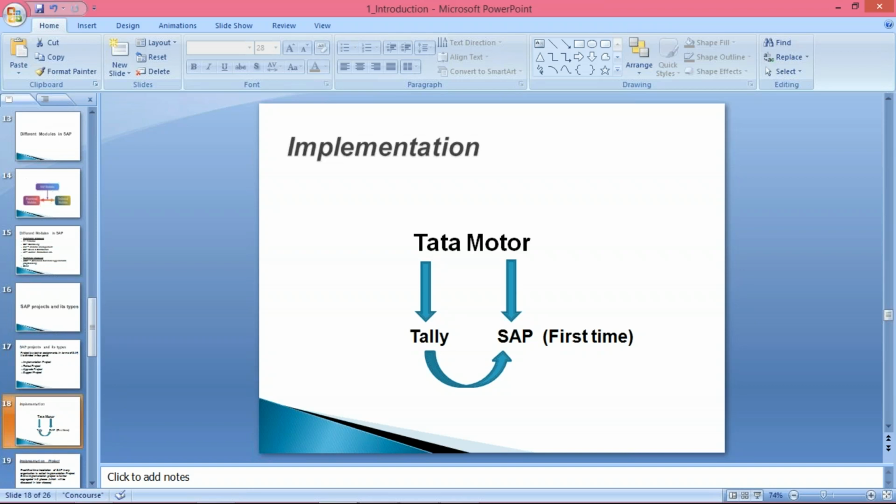So now these people will do some research, some R&D, and their management decided that it's better to go for SAP, which is one of the leading ERPs in the market. So now Tata Motor is planning to go for SAP. Since Tata Motor is using Tally and SAP is going to be installed for the first time, the first-time installation of SAP in any organization is called an implementation project, guys. If somebody says you are part of an implementation project, it means the first-time SAP installation is going to happen in that organization.